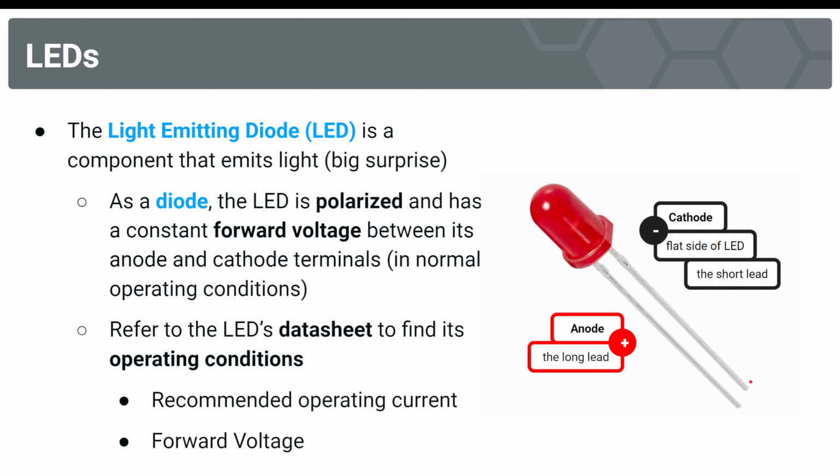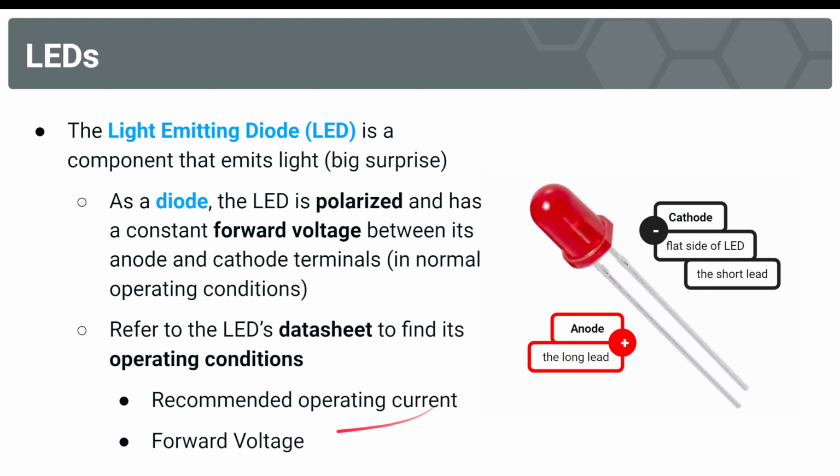So if you need to figure out what the normal operating conditions of the LED are, you're going to refer to its data sheet, which may have come with the component when you bought it. And this is where you'll find the operating conditions. Now, there will be a recommended operating current. What's the typical current that should flow through this LED so that there's not so much current that the LED burns out, and so there's not too little current that the LED doesn't emit light.